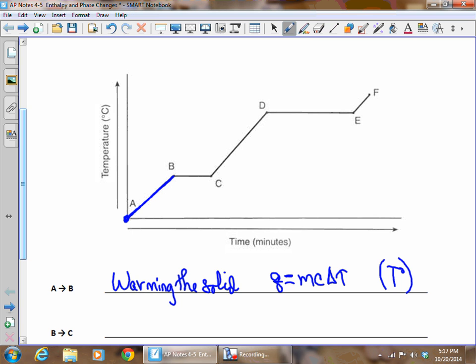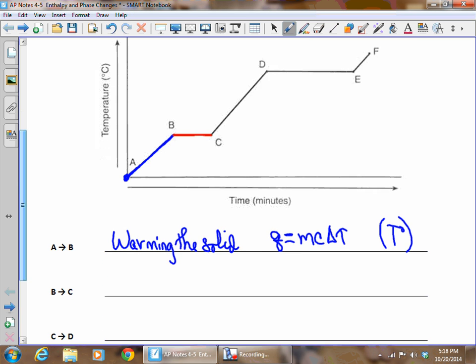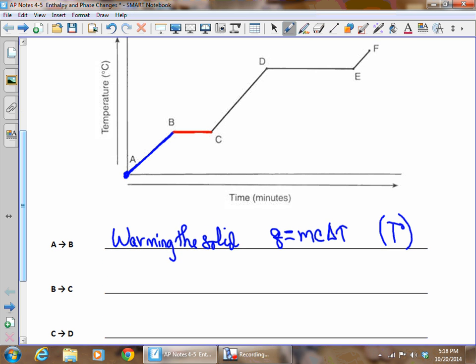Now look at the next area though, going from B to C. Going from B to C, you keep adding and adding and adding heat, but you're not increasing the temperature any. So what's happening at that point? Well, that's our point at which we're melting that solid. So we're in the melting phase change here. There is no change in the temperature here, so we can't use the MCΔT equation.